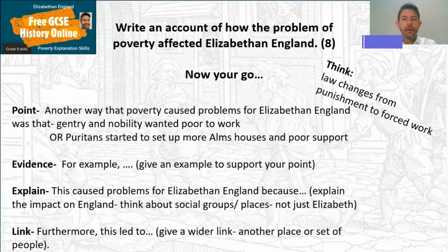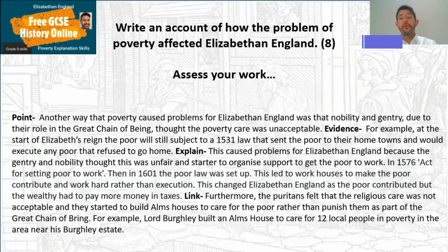So here's a few more bits of help. Might set out your idea for you. You could talk about another way that poverty caused problems for Elizabethan England was that gentry and nobility wanted to put the poor to work, or Puritans started to set up almshouses. That Puritan idea I just mentioned. So have a go at your own. As I said, finally, here's an example answer you could assess your own work with. So have a look at this.